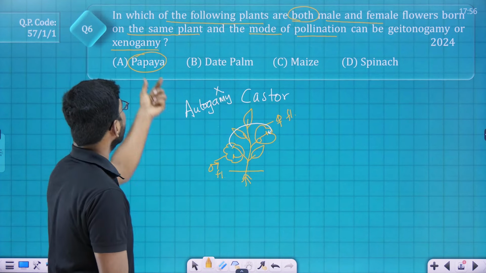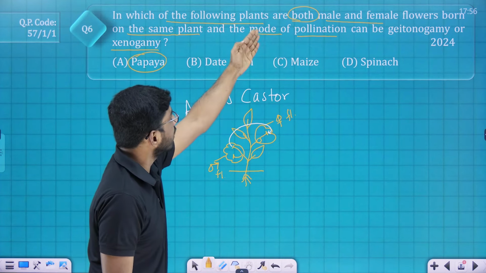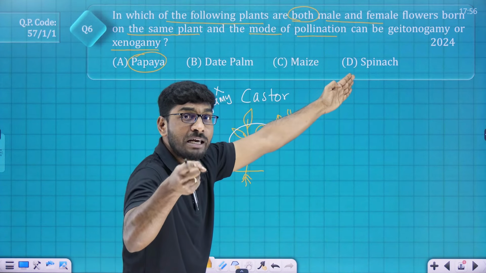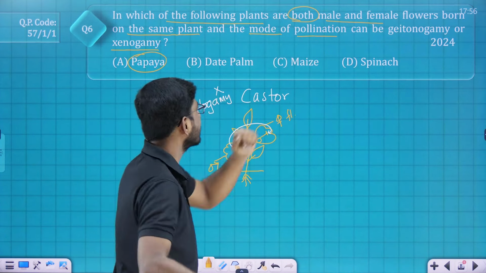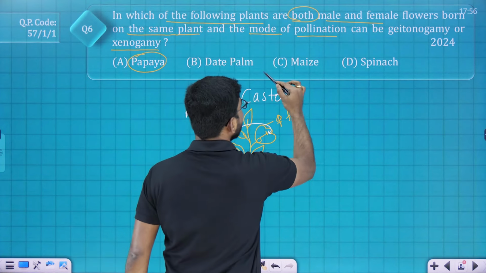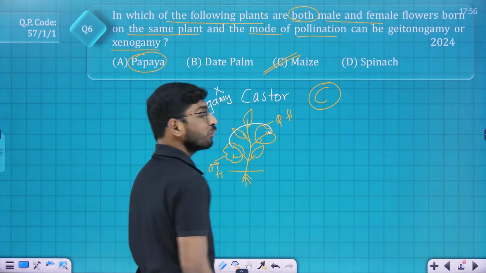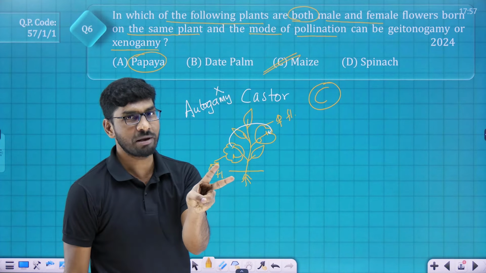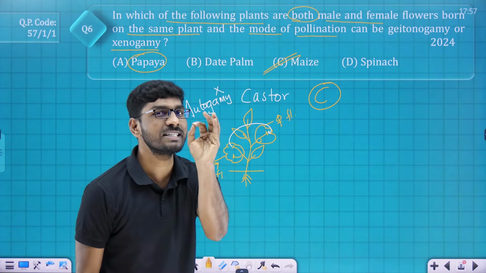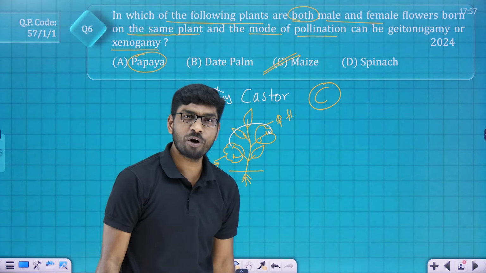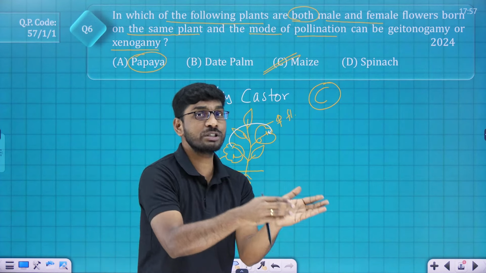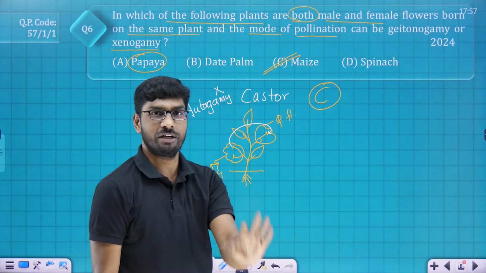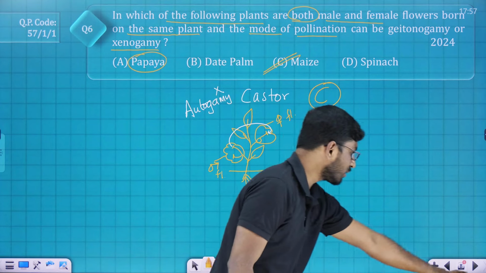So what they mention here: in which of the following plants are both male and female flowers borne? Male and female flowers borne on the same plant means castor. So our answer is what? Castor and maize also, two plants NCERT mentioned as examples. One is castor and one is maize. So option C is the correct answer. What type of pollination is possible? Geitonogamy and xenogamy are possible. What is not possible? Autogamy is prevented. Clear? Come to the next question.